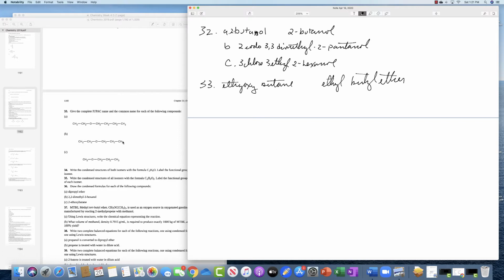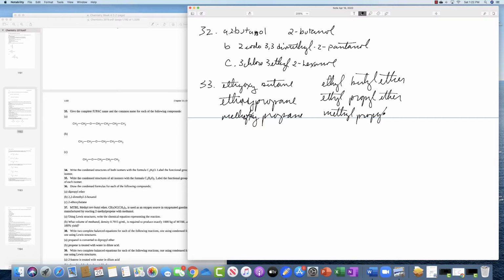This is ethoxypropane, or ethyl propyl ether. Now, actually, back when I was in high school, we just used these names. We didn't use these names. This is methoxypropane, or methyl propyl ether.